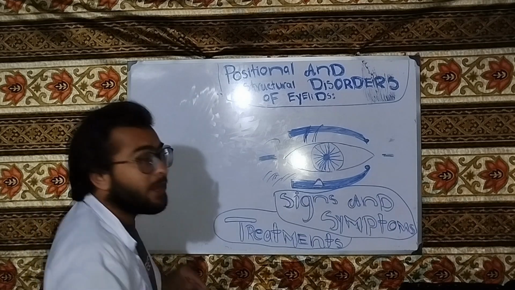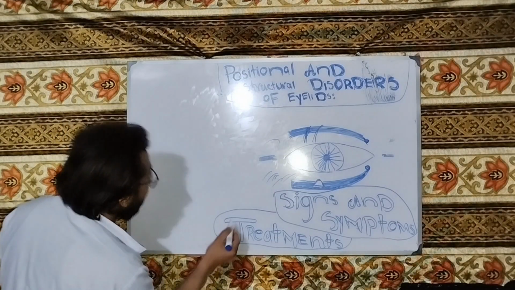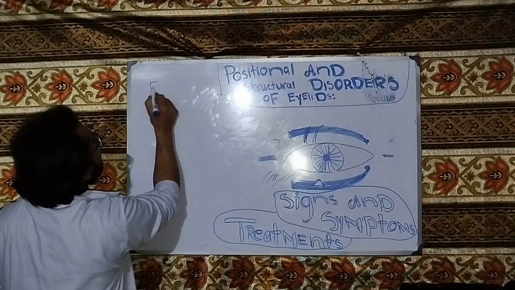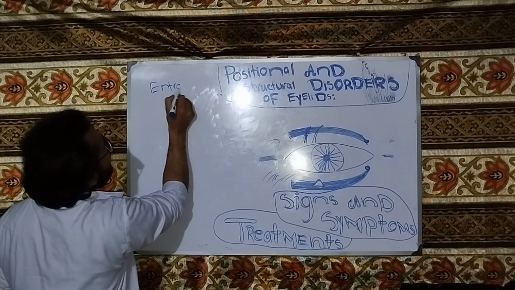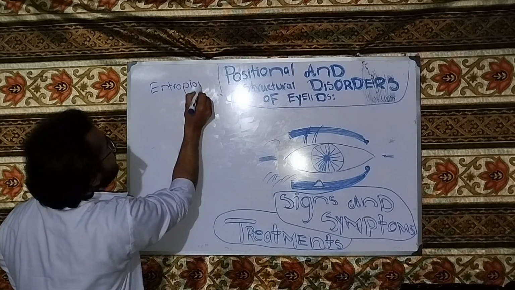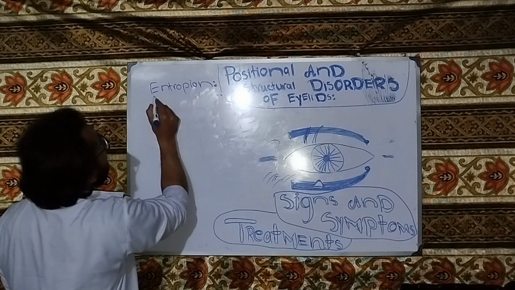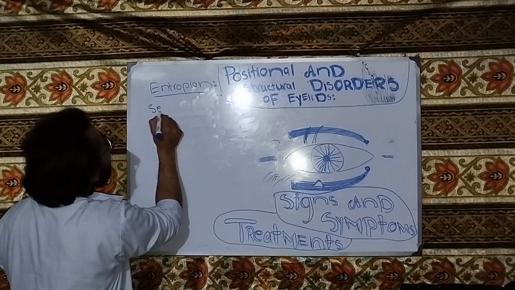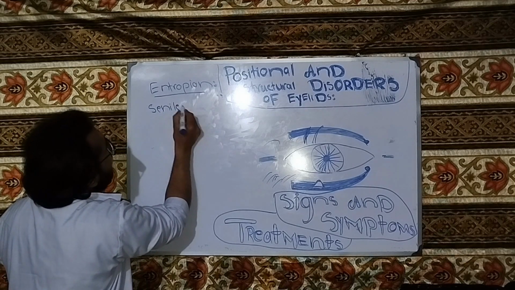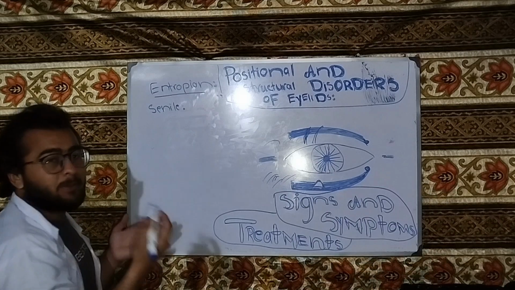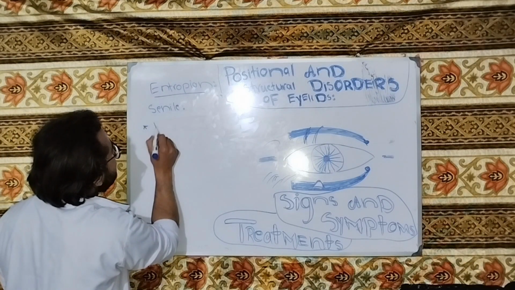The treatment options of entropion and ectropion. We have different types of entropion, so we will have different types of treatment for each type. For the senile entropion, we have procedures like, for example, the Weiss procedure.